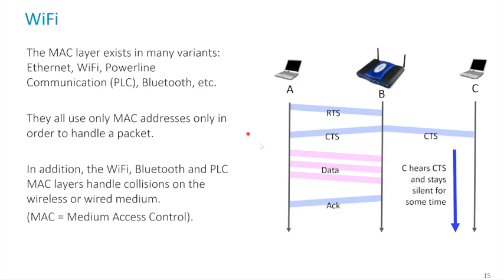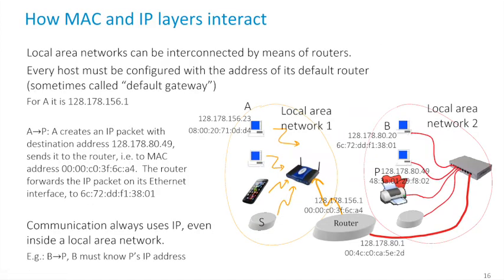Of course, when B has received a packet from A, presumably the packet is not for B, but is perhaps for another system such as C, so a similar system will occur between B and C. There will also be a ready to send, clear to send, and that will guarantee that collisions can be avoided.